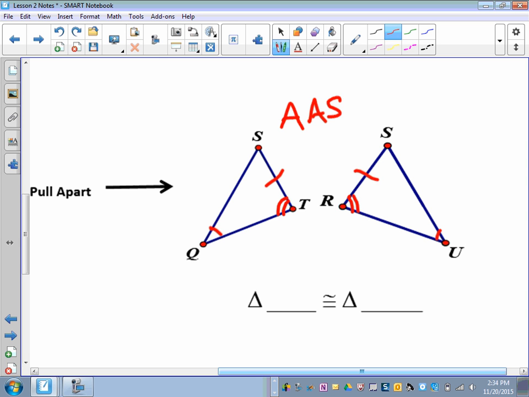Alright, so let's do STQ. STQ corresponds or is congruent to what triangle? SRU. SRU.